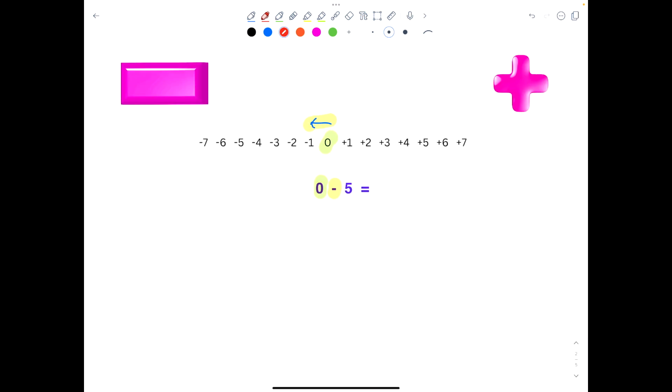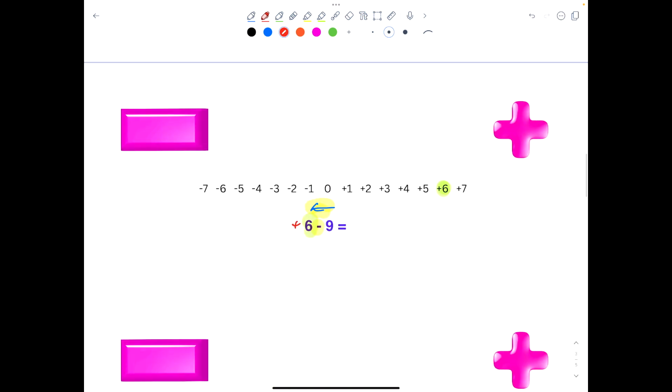Here's another example. We start with 0. 0 is not positive or negative, it's just right in the center. So we start with 0. The minus tells us we're going to the left, and we go 5 spaces: 1, 2, 3, 4, 5. So 0 minus 5 is negative 5.